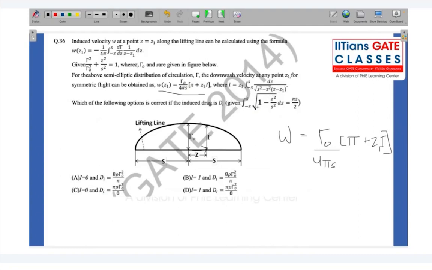given that this integral is nothing but pi S by 2.